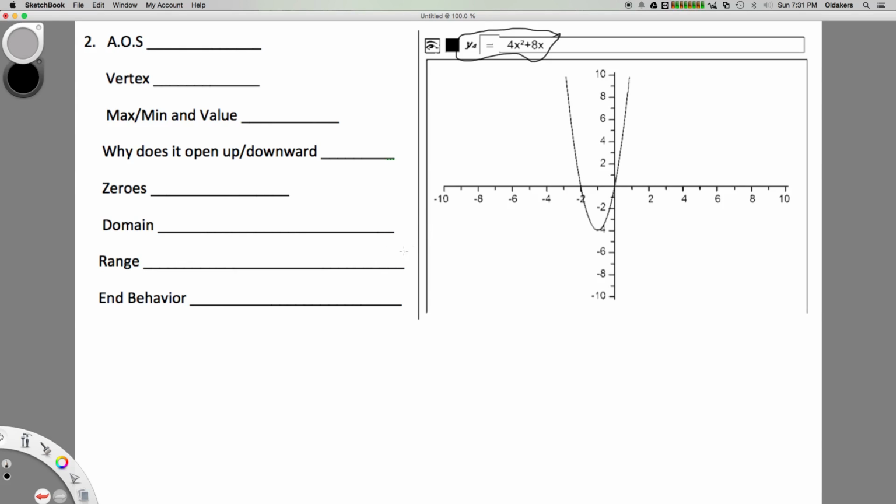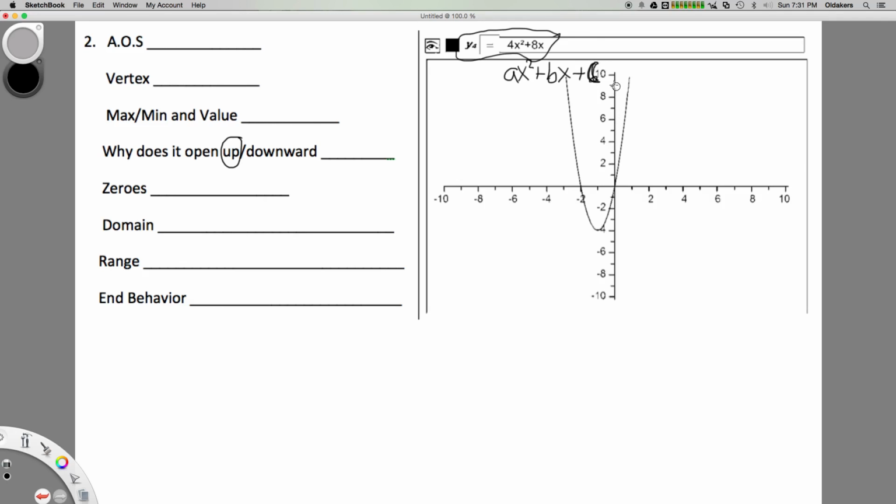There are some things we should just know by looking at it. Clearly, looking at the graph, it opens up. Why does it open up? Well, look at a. A is the one that's attached to x squared, because standard form is ax squared plus bx plus c. Ooh, that's a 6. Yeah, I meant to write c.